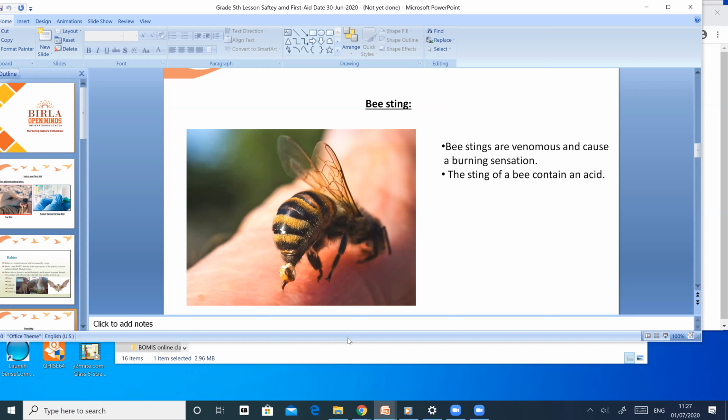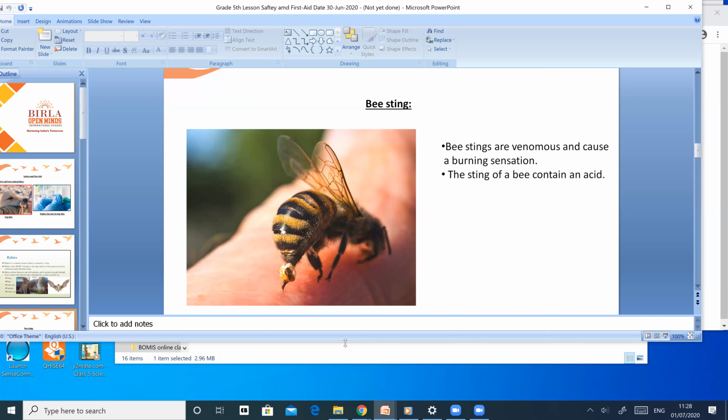So what you have to do when you are bitten by a bee, you have to first try to pluck it, to remove the bee sting. No, you must not remove it with the help of fingers. You have to pluck it out by using tweezers. Now you have to apply some toothpaste or baking soda in that area to neutralize the acid, and then you have to rush to a doctor.